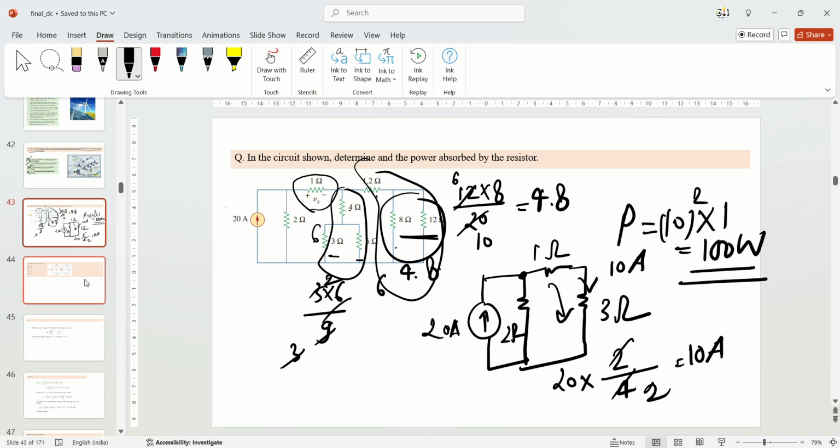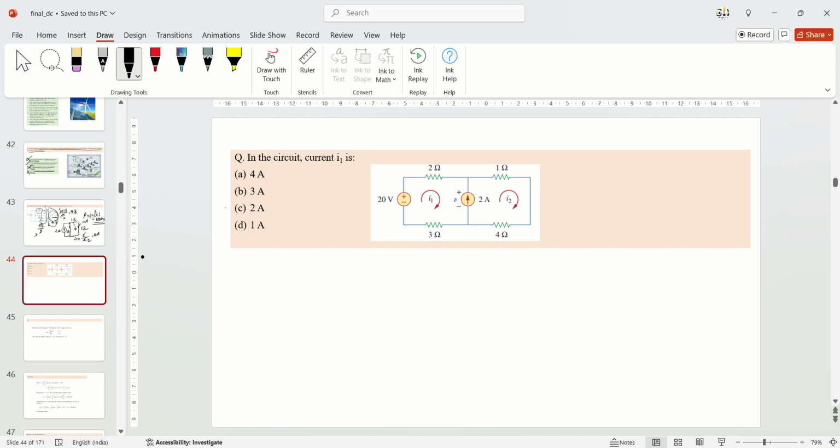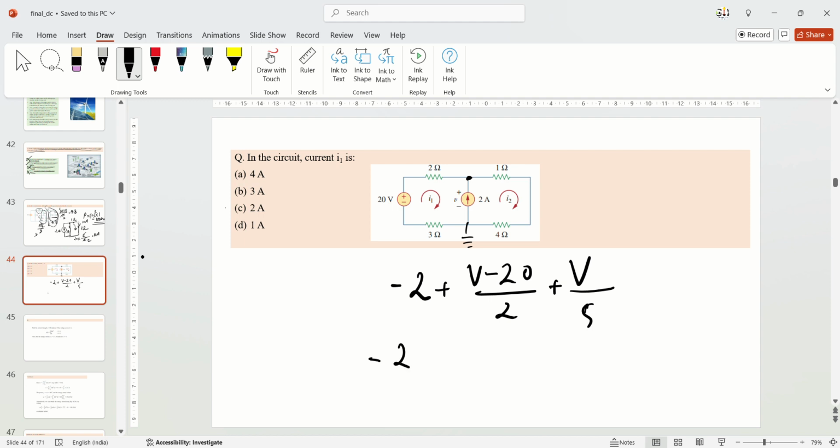Okay. So in the next question, if you can see the current, you have to find out what would be the value of I1. In this, you have to just use the KVL here. So minus 2, which is coming into the system, plus V minus 20 divided by 2 plus V minus 0, this is suppose I consider grounded, divided by 5. So multiplied by 10, it will come out to be 20, and it will come out to be 5 minus 5 multiplied by 100 plus 2V is equal to 0. 7V is equal to 120.